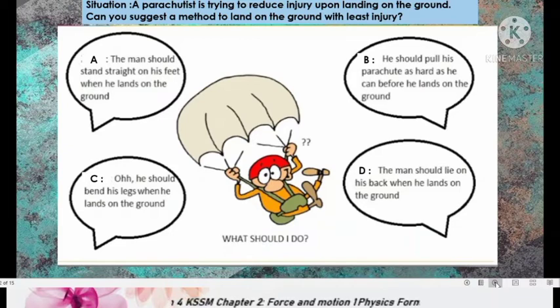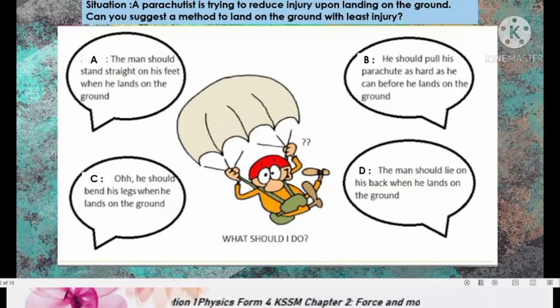Look at this situation. A parachutist is trying to reduce injury upon landing on the ground. Can you suggest a method to land on the ground with least injury? What should the parachutist do? Okay, we have 4 ideas given by 4 different persons. Which one should the parachutist follow?